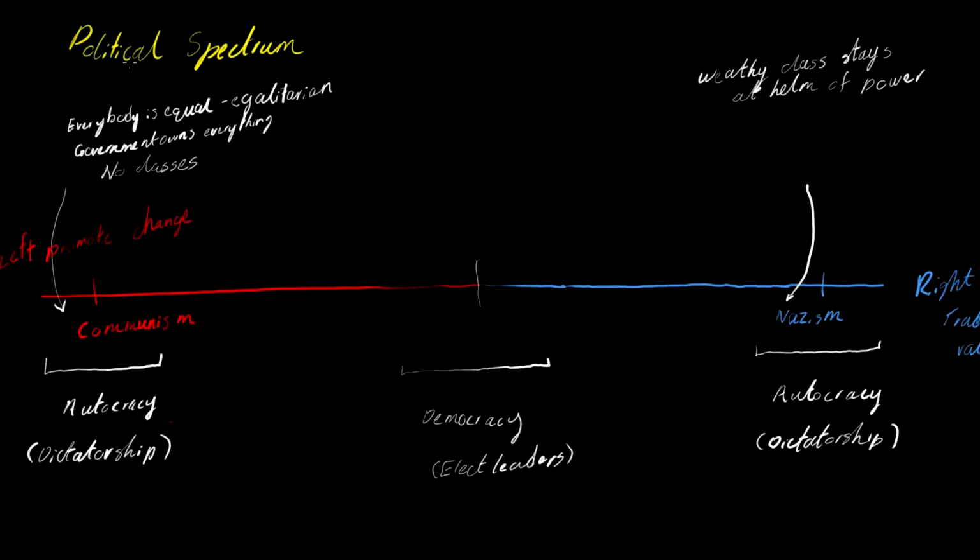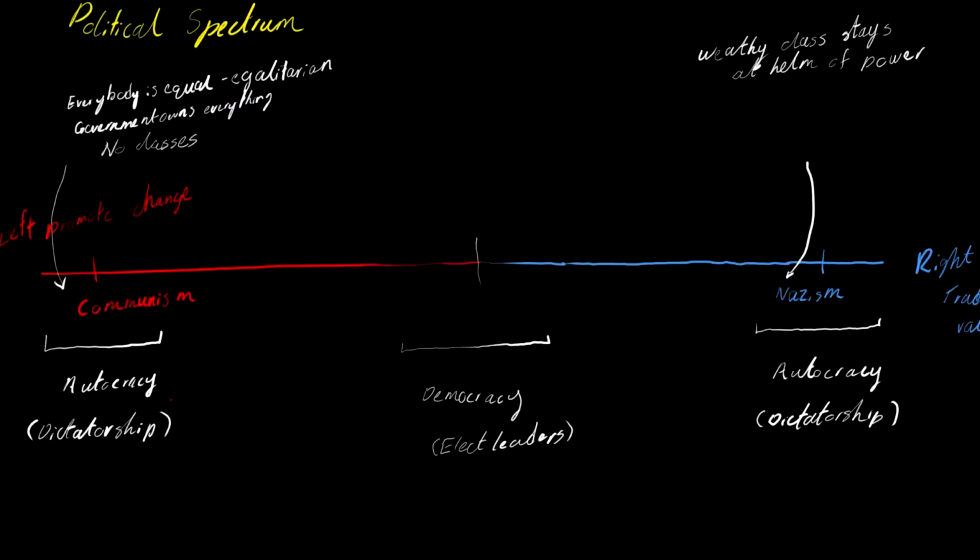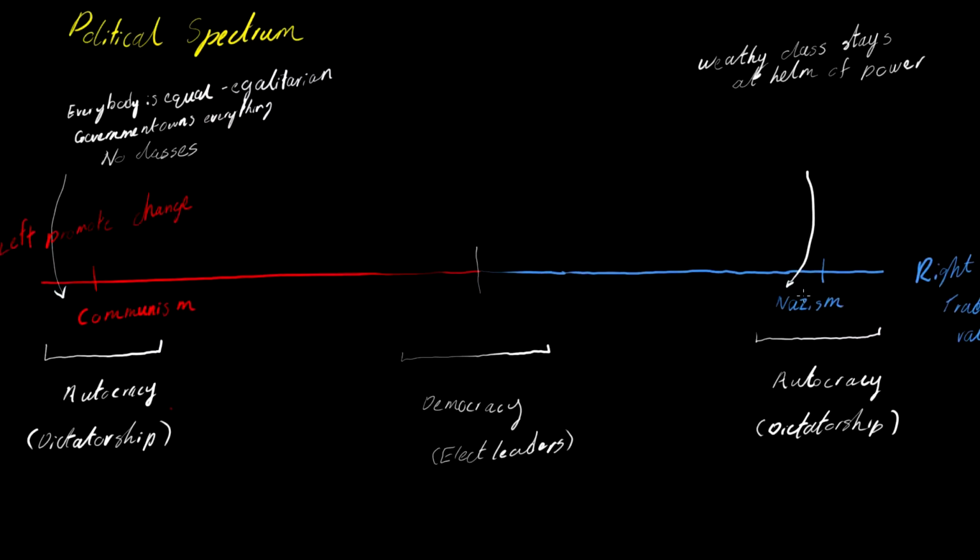So the next thing you need to understand is the political spectrum. On the left here, in red, we have the left who promote change, and on the right we have the nationalists who prefer to retain traditional values. Now if we go far left, we have communism, and this is a dictatorship. And if we go far right, we also have Nazism or fascism, and this is also a dictatorship or an autocracy. Communists generally have principles of everybody being equal, which is egalitarianism, and the government owns everything in a classless, stateless society. On the far right, the Nazis and fascists generally have ideas of the wealthy class staying at the helm of power.